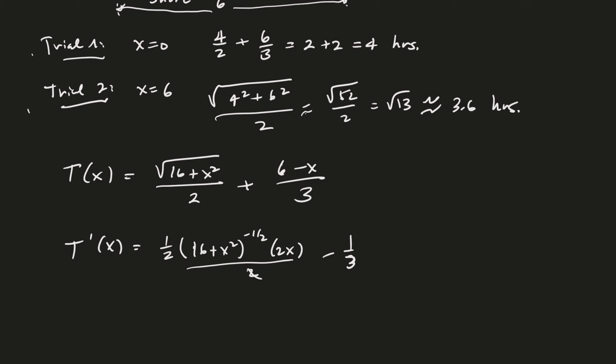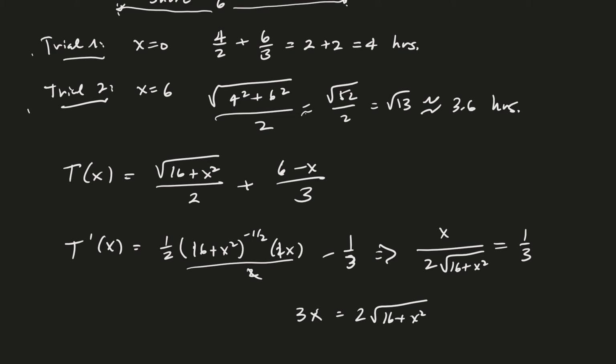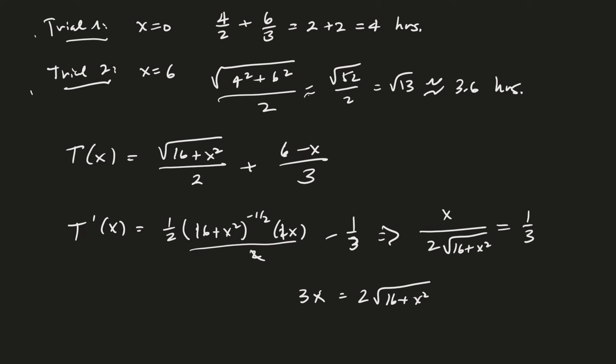And so we can simplify this a lot. That's going to be x over 2 square roots of 16 plus x squared. That'll be equal to 1/3 if I set that equal to 0. Cross multiply. Square both sides, but you have to be careful when you square both sides that you might introduce spurious solutions.